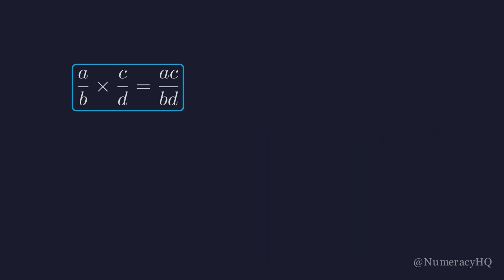To multiply fractions, multiply the numerators together and multiply the denominators together. 2/3 times 3/4. 2 times 3 is 6. 3 times 4 is 12. 6/12 simplifies to 1/2. Before you multiply, always look for cancellation to keep the numbers small.